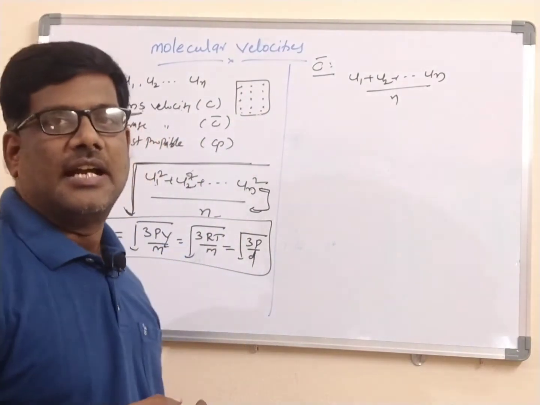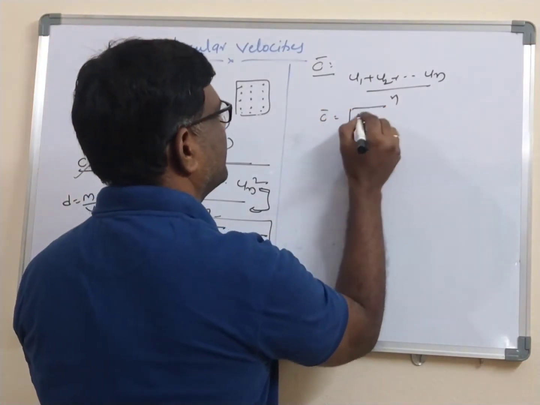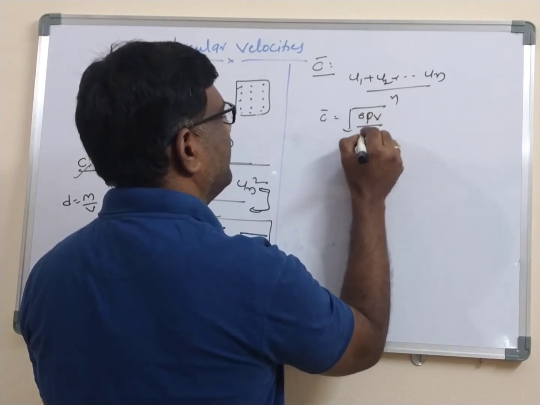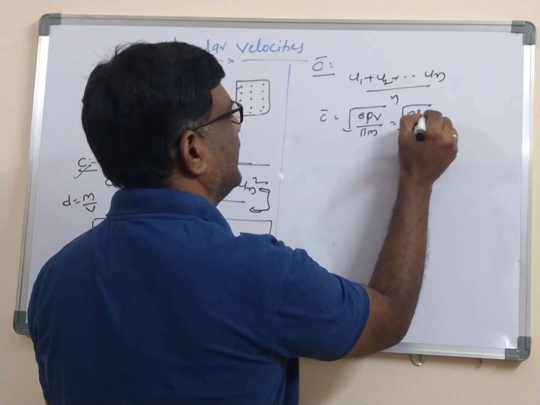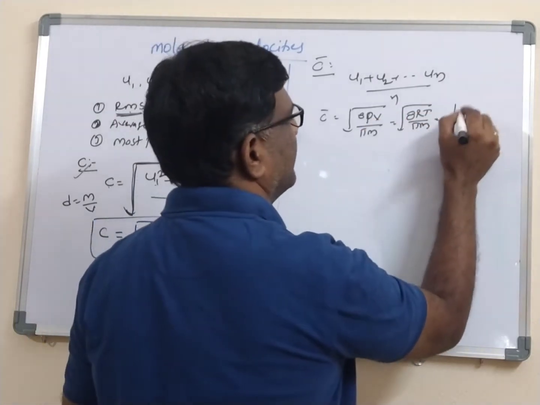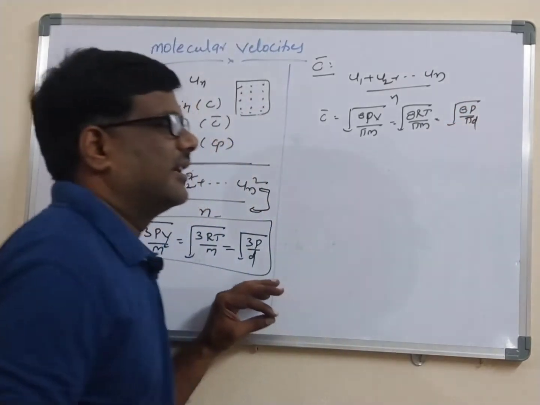How to calculate the average velocity? By the mathematical formula, C bar is equal to under root of 8PV by pi m. Again, PV is equal to nRT, so 8RT by pi m. Again, V by m is equal to 1 by d, so 8P by pi d. So this is the equation you have.